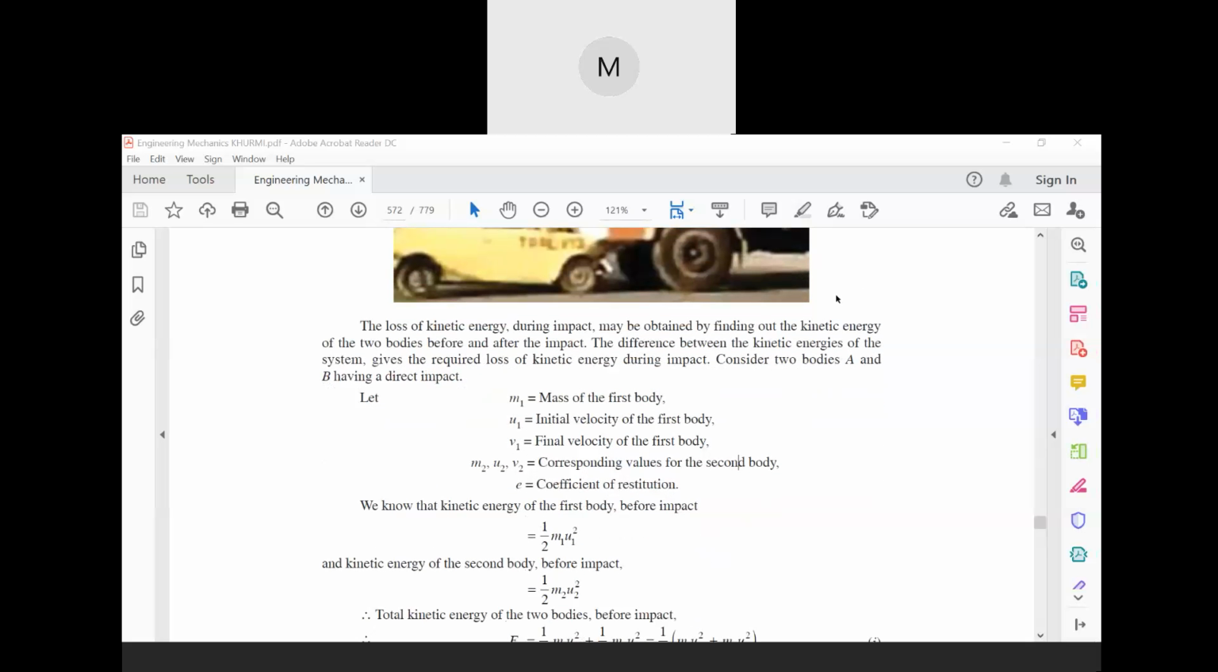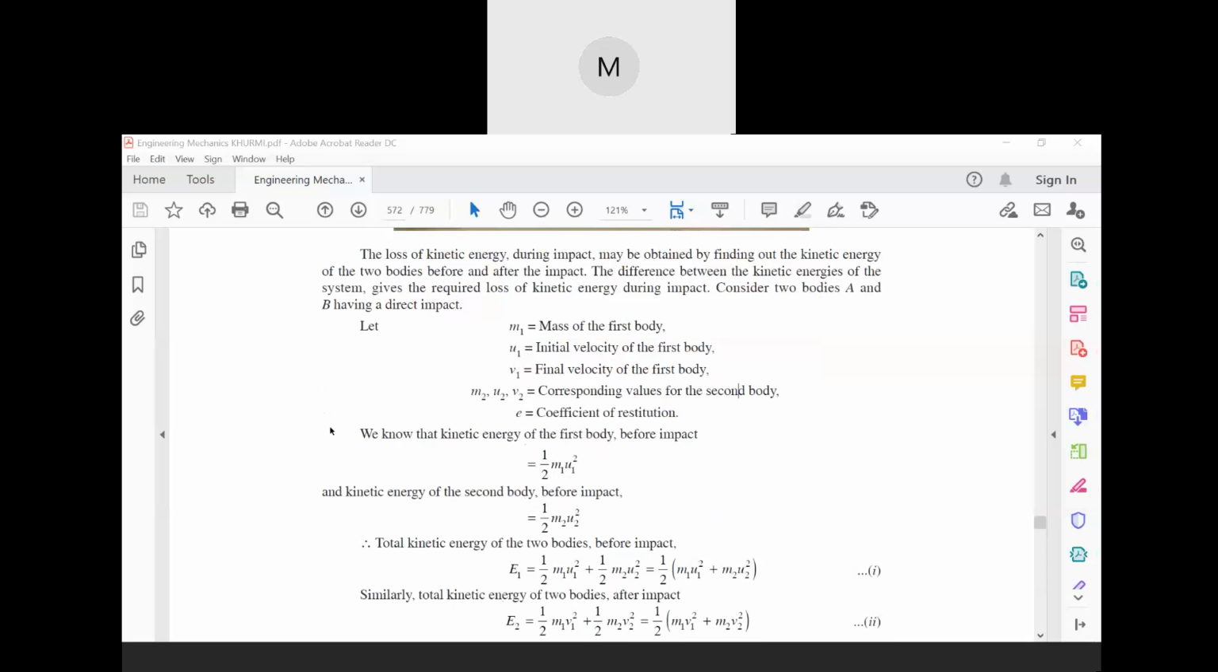So it will be half m1 u1 square. u1 means what? Before the impact. Why before the impact? Because it will be moving with an initial velocity u. That is why half m1 u1 square.